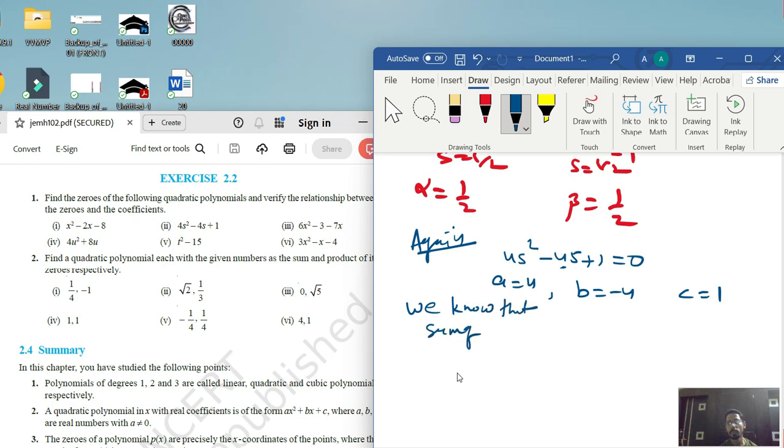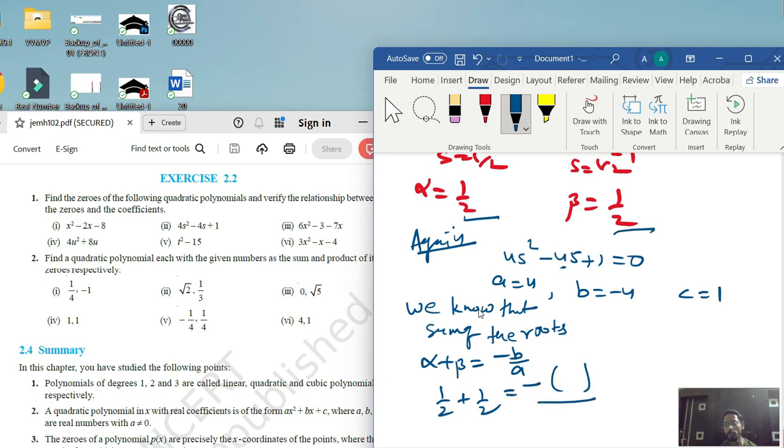Okay, we know that sum of the roots, that is alpha plus beta, is equal to minus b by a. What we got as alpha is plus 1 by 2, and beta also we got plus 1 by 2. Okay, equal to minus, what is the value of b and a? b is minus 4 and a, that is 4.